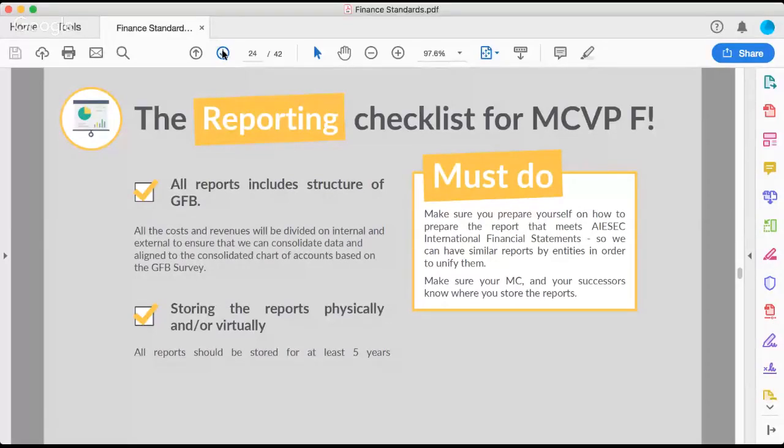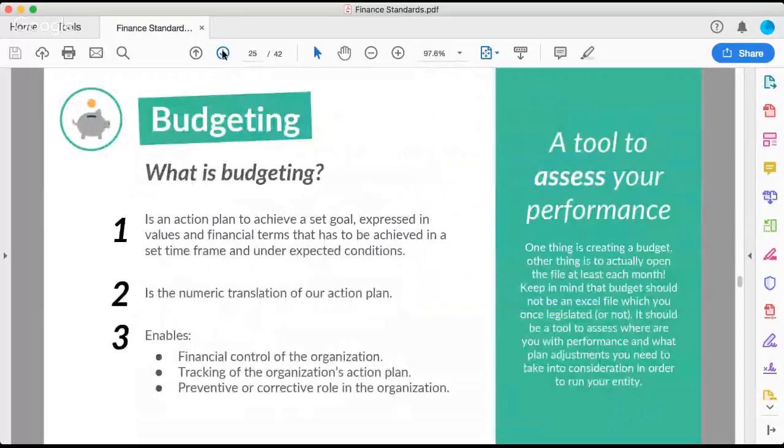Next thing is budgeting. Budgeting is basically a tool to assess your performance. Just as all operations are setting their goals, the budget is a numeric translation of our action plan. So it is basically the same, but in terms of financial goals. Normally, we're a bit more conservative when it comes to financial budgeting than when it comes to numerical planning, but still, it is how we are planning to do financially in terms of our operations.